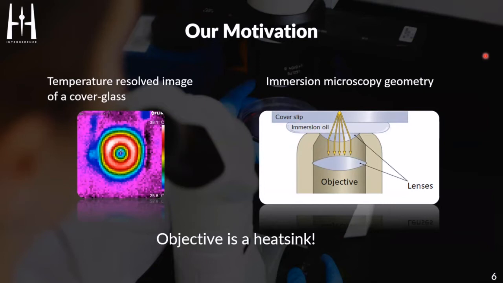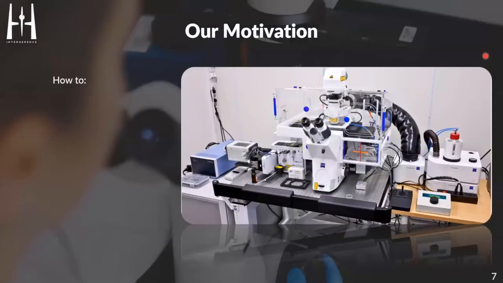And due to this, your objective, because it's connected to the table itself and to the rest of the microscope, is acting as a heat sink, such that it results in uneven temperature distributions in your field of view. And this is basically our motivation.